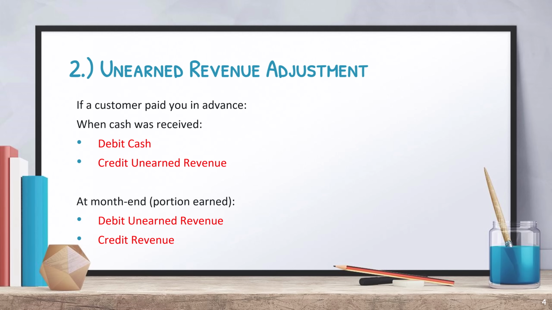2. Unearned Revenue Adjustment. If a customer paid you in advance, when cash was received, book this entry. At month end, we book the portion earned. The logic is we don't earn money just because we got cash. We earn it when we do the work.